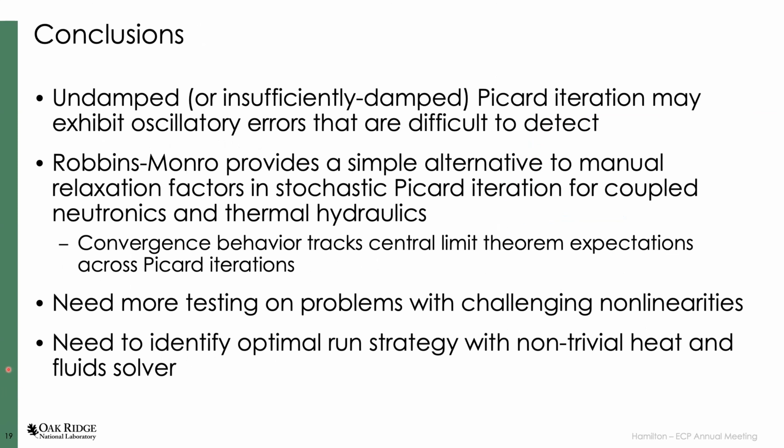So that's basically all I've got. The initial results seem to indicate that this Robbins-Monro algorithm is a really simple alternative to manually specifying relaxation factors. And for the most part, there doesn't seem to be a negative. We haven't seen a reason why you wouldn't just turn this on all the time.